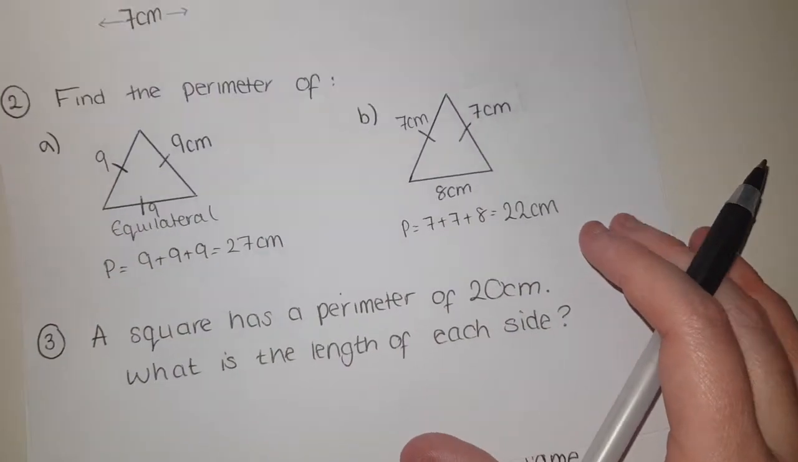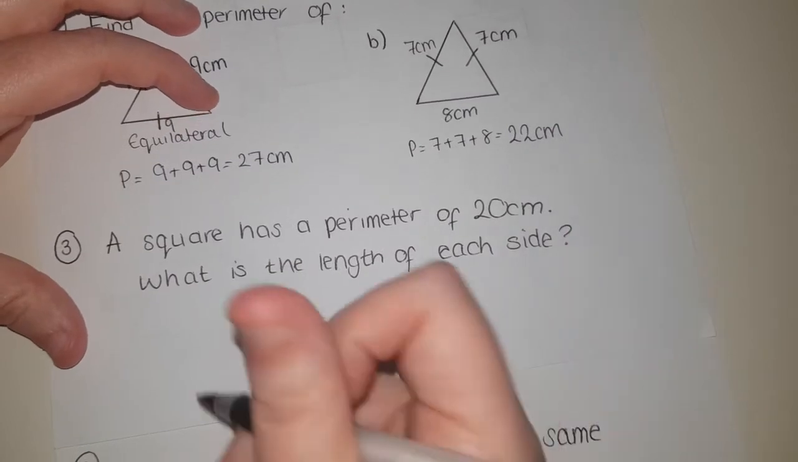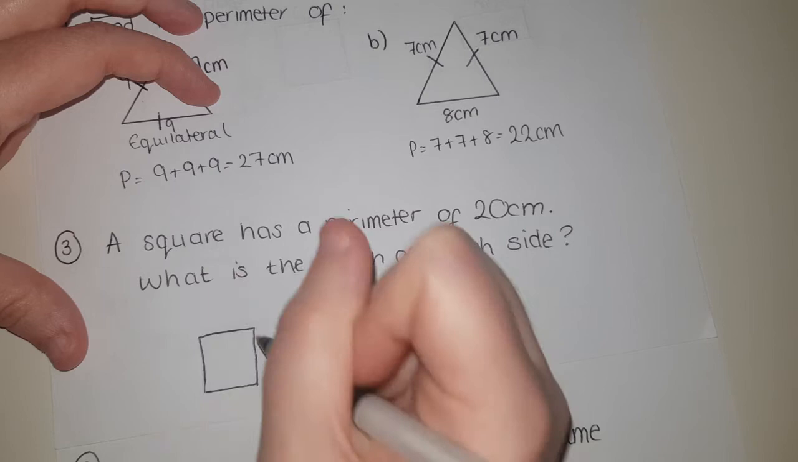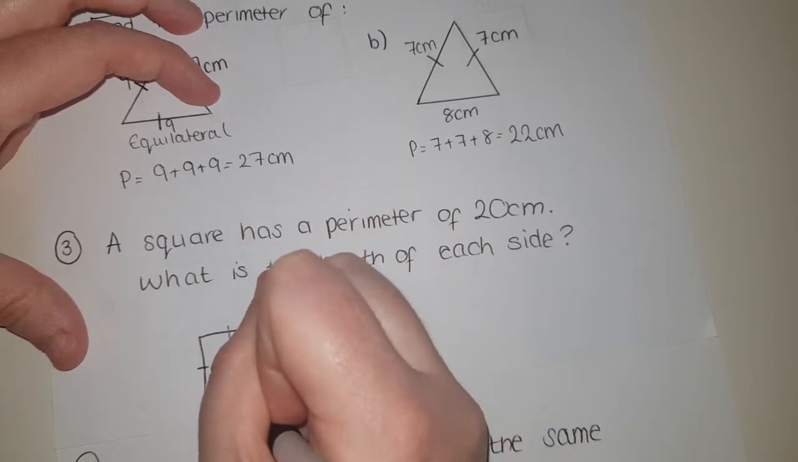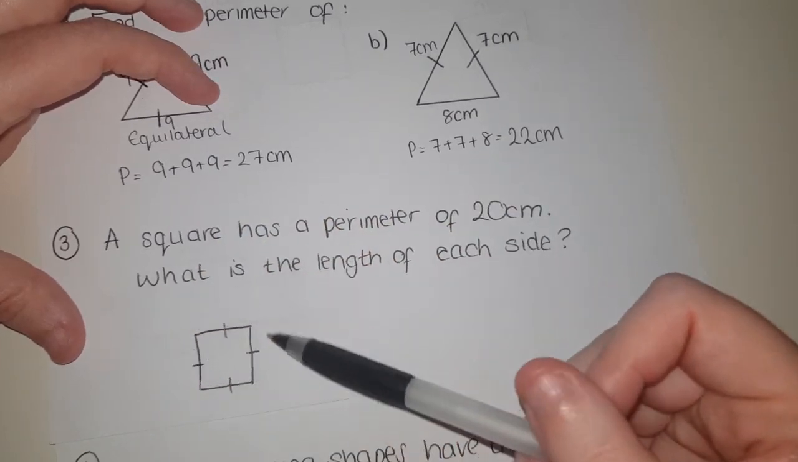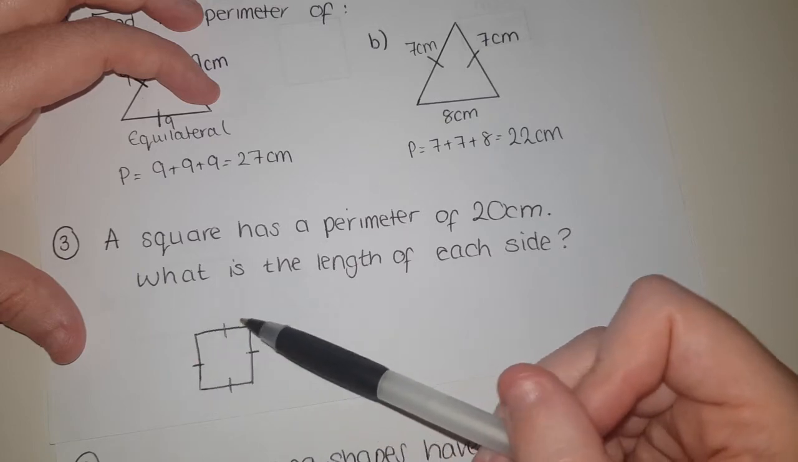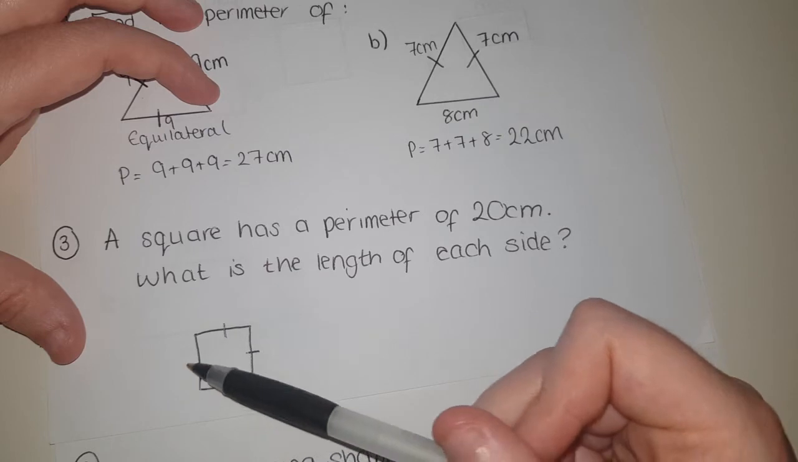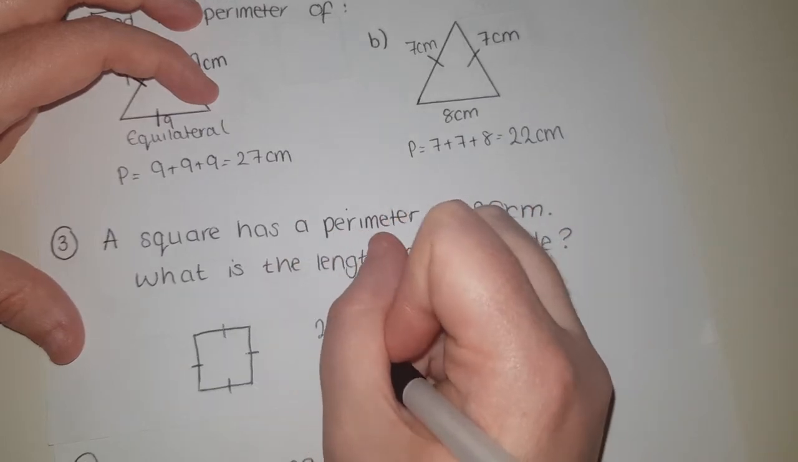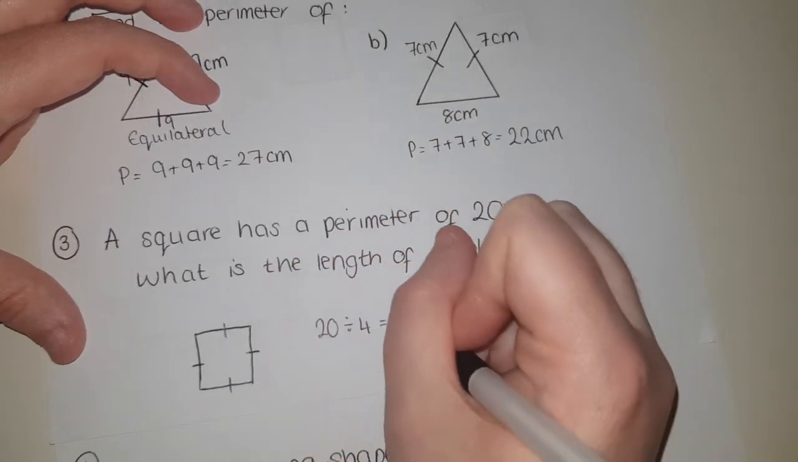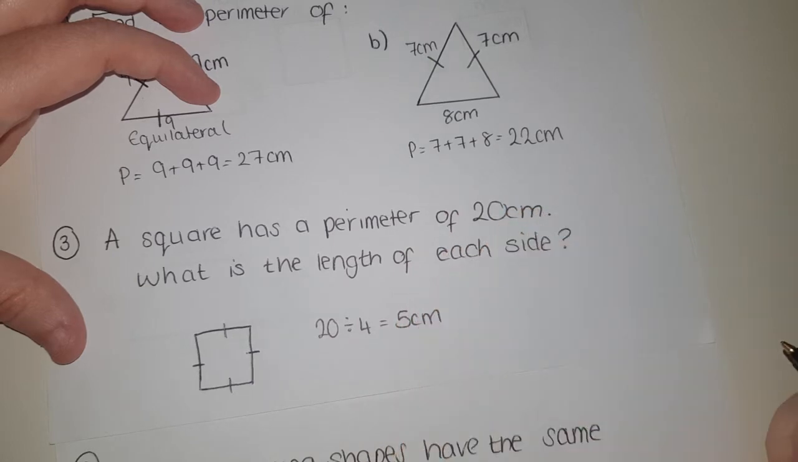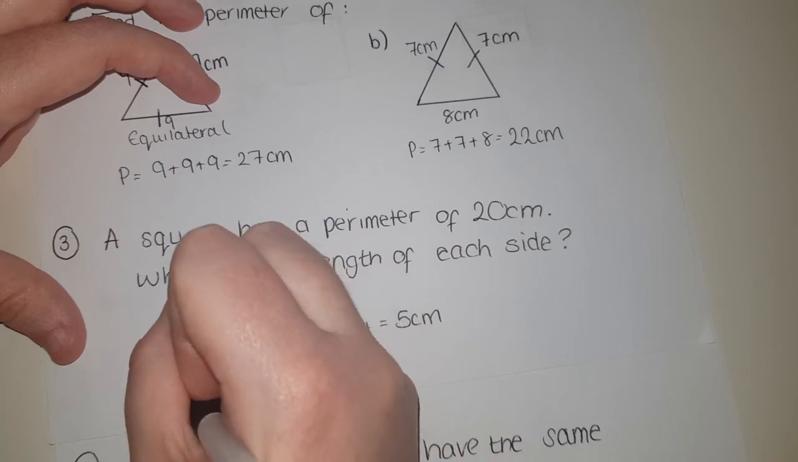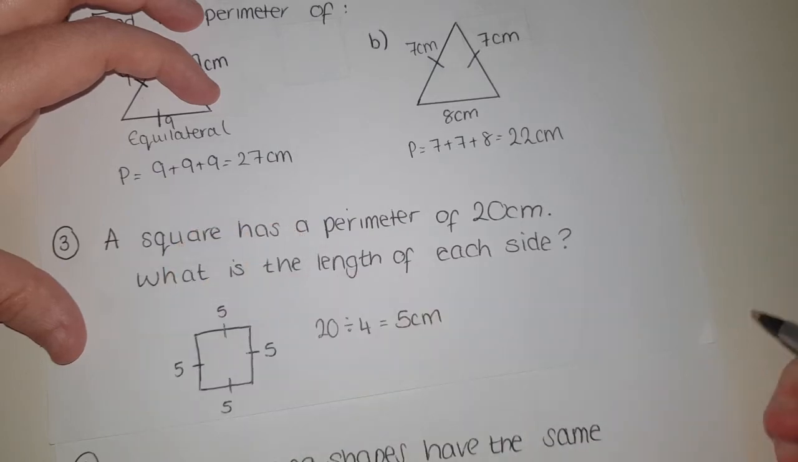If we look at the bottom one, we've got a square that has a perimeter of 20 centimeters. So we know in a square that all 4 sides are the same length. I know that all the way around has to be a perimeter of 20. So this one plus this one plus this one plus this one equals 20. Since that's the same number each time, all I'm going to do is 20 divided by 4. It tells me that each side must be 5 centimeters. And you can always check 5, 10, 15, 20. I know I've got my answer right.